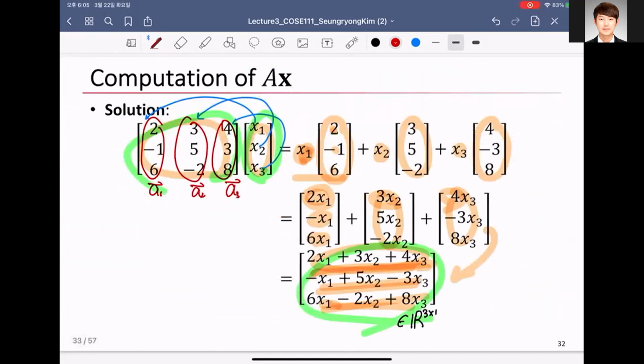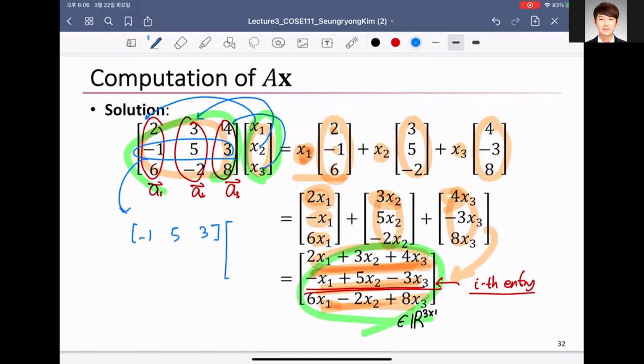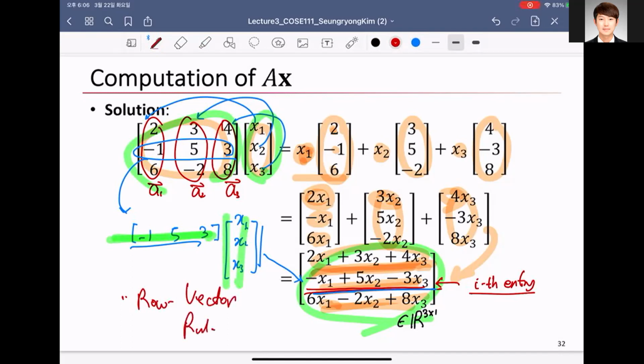So let's go back to the previous example. Let's suppose this is the ith entry. In this case, i is equal to 2. So the second entry means this is the second row of matrix A, and x was x1, x2, and x3. Then the multiplication of these two vectors is going to be here, negative x1 plus 5x2 plus 3x3. So it looks like this. This is our final computation rule. This computation is called the row vector rule. Okay.